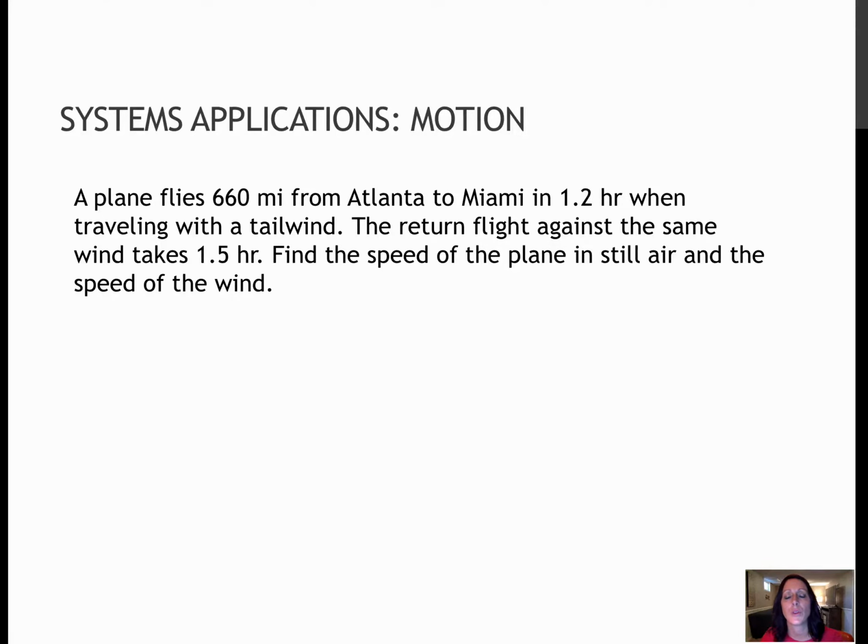Motion is by far the one that students struggle with the most. So let's take a look at how we might set this up. Up to this point, we have used X and Y pretty much all of the time.